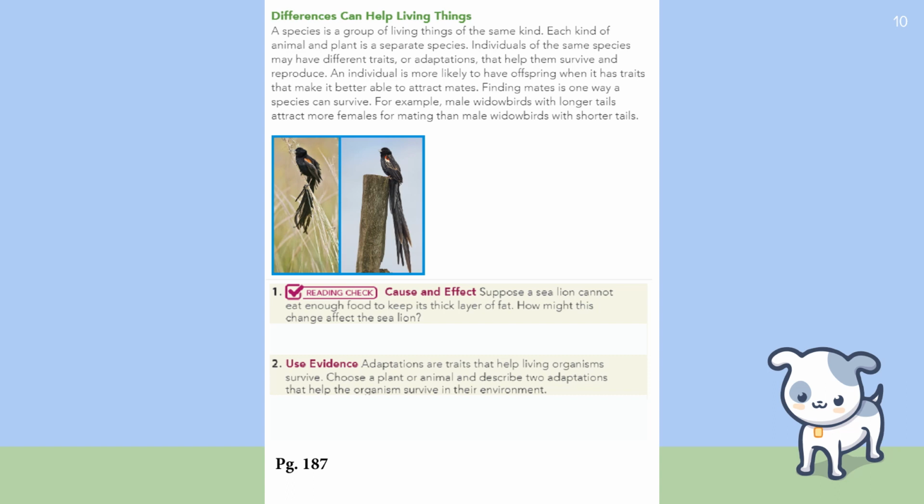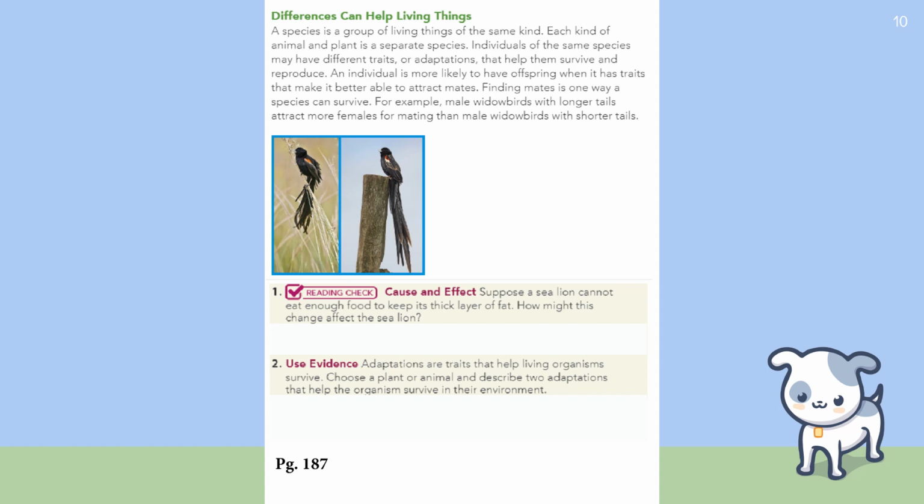Let's look at this down here that says cause and effect. Number 1. Suppose a sea lion cannot eat enough food to keep its thick layer of fat. How might this change affect the sea lion? So if the sea lion doesn't have enough food, then his thick layer of fat won't be as thick. So if the thick layer of fat helps the sea lion to stay warm, what do you think would happen if this thick layer of fat wasn't so thick? Yeah, he might get really cold, or he might not even survive if he can't stay warm.